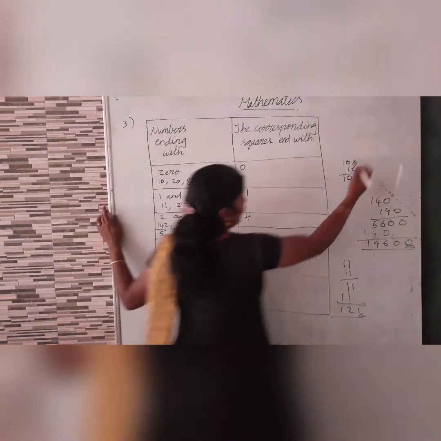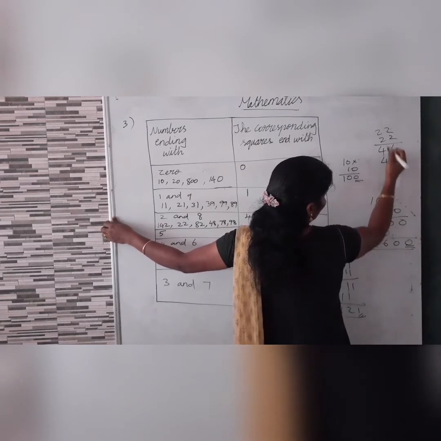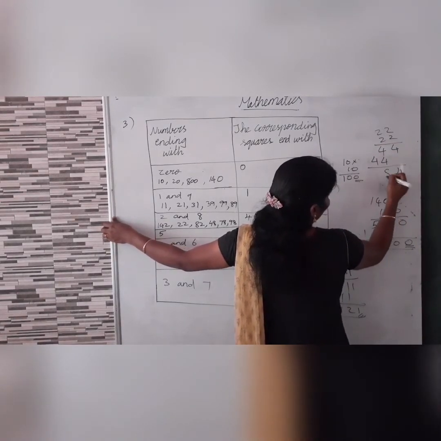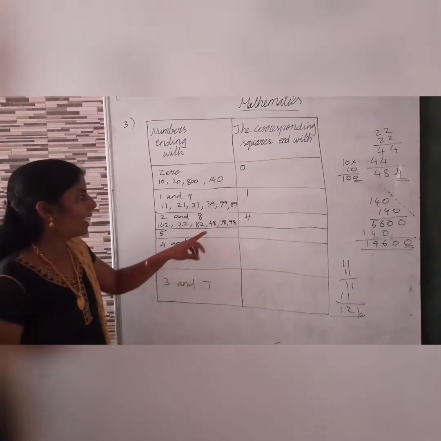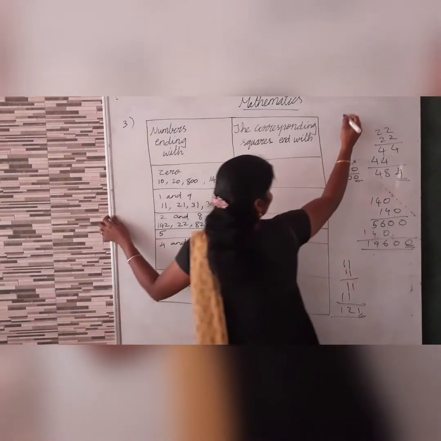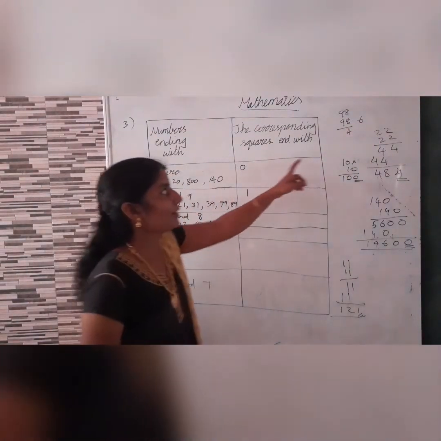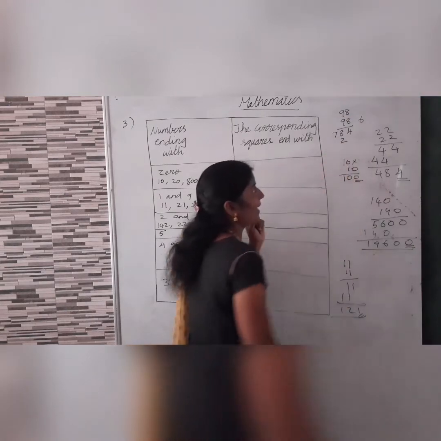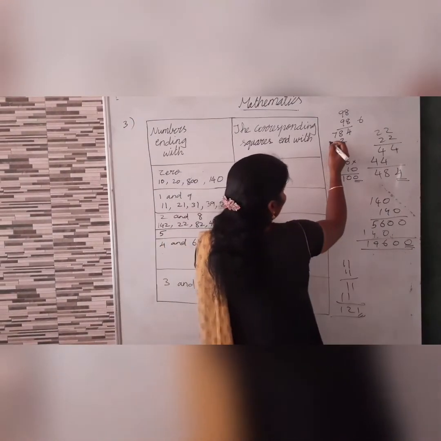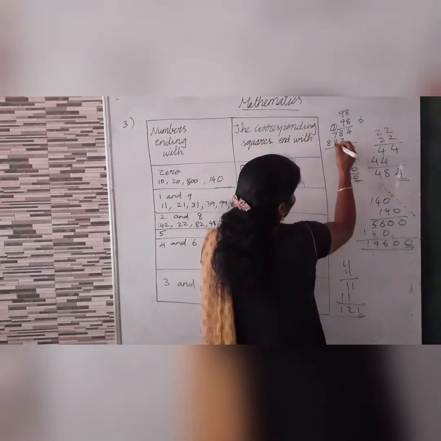Now 22. Can you check 22? 2 twos are 4. 22 into 22 gives 484. Did you get the ones digit? It's 4. Like this 98. Can you check 98? 98 into 98. 8 eights are 64, 6 balance. 9 eights are 72, 72 plus 6, 78. 9 eights are 72, 7 balance. 9 nines are 81, 81 plus 7, 88. 4, then 1 balance, 16, 1 balance, 9.